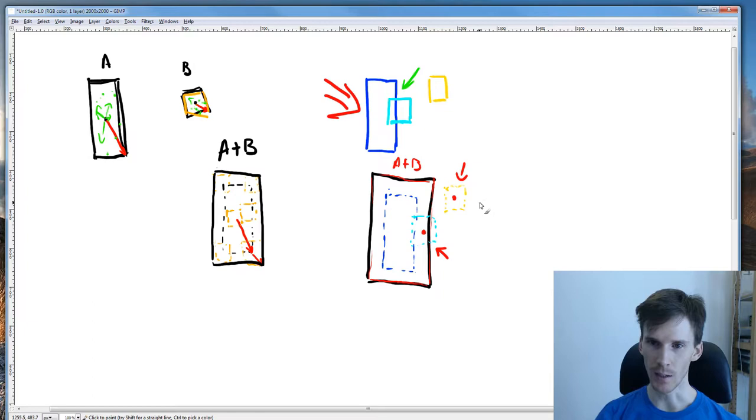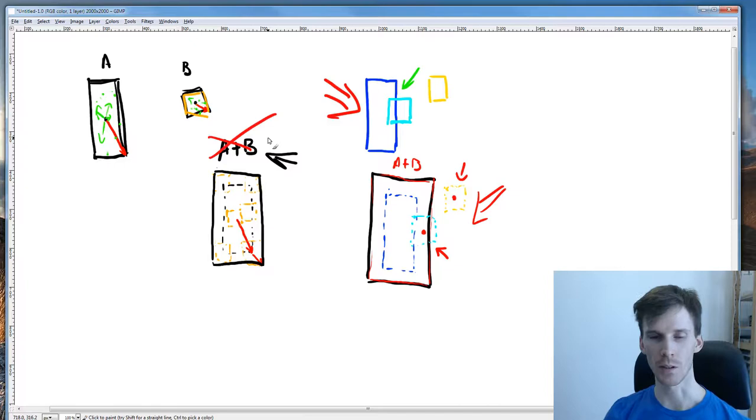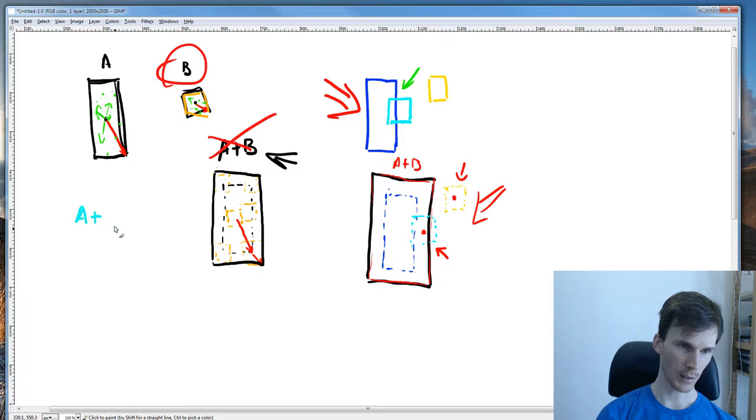And this is all well and good, except there's one significant error here, and that is that this is wrong. This is not right, because what you're supposed to do is take the inverse of B here. So what it's supposed to be is you're supposed to take a shape that is A plus the inverse of B.